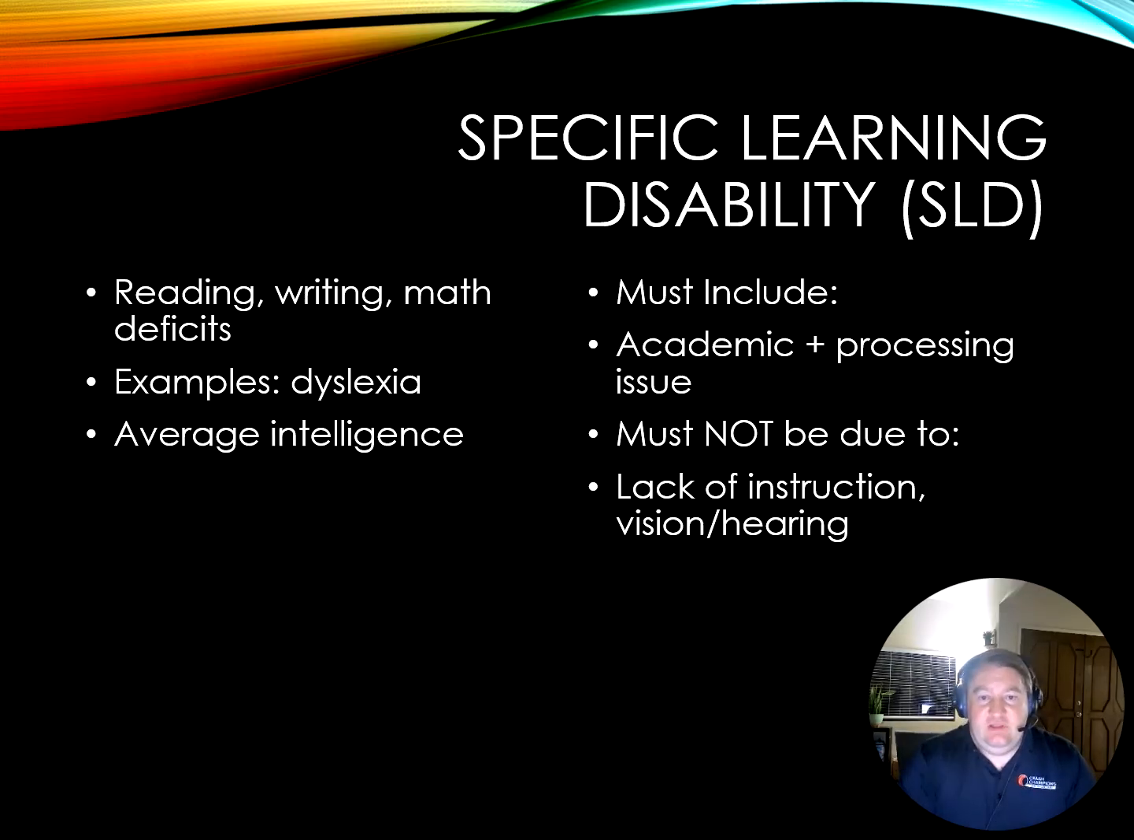Specific learning disability, or SLD, refers to difficulties in areas like reading, writing, or math. A good example is dyslexia, which affects reading. Students with SLD often have average intelligence but struggle academically. To qualify, there must be a clear academic deficit and a processing issue. However, the difficulty cannot primarily be due to things like lack of instruction, or vision or hearing problems.